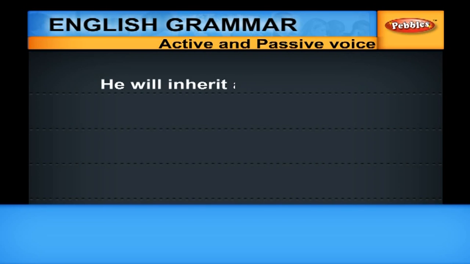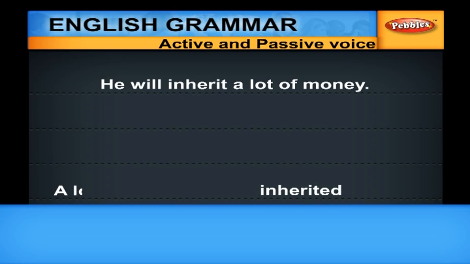He will inherit a lot of money. The active voice is in simple future. You need to insert be in between the modal auxiliary and the past participle form of the main verb. Inherited is the past participle form of inherit. A lot of money will be inherited by him.